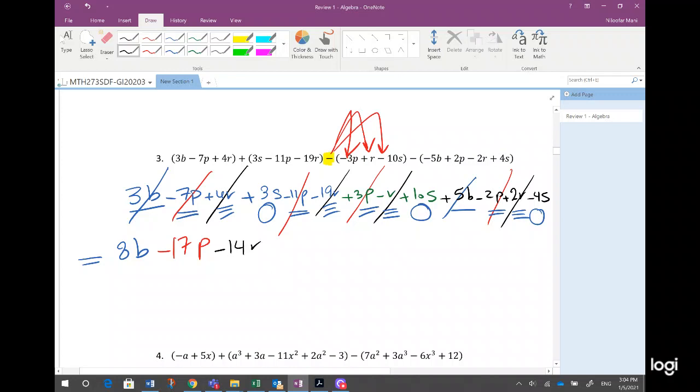Oh, okay. Then I go to S. Okay, I go to S. I change the color to this. Okay, 3S plus 10S is 13S plus 9. So minus 4S, which is 9S. Okay, so 9S. 8B minus 17P minus 14R plus 9S.